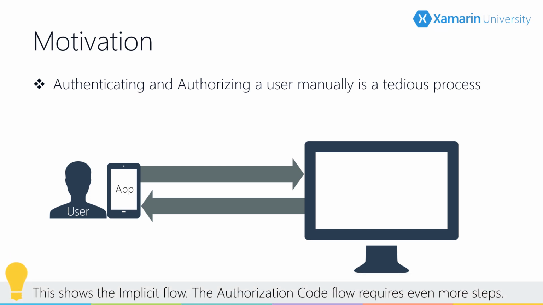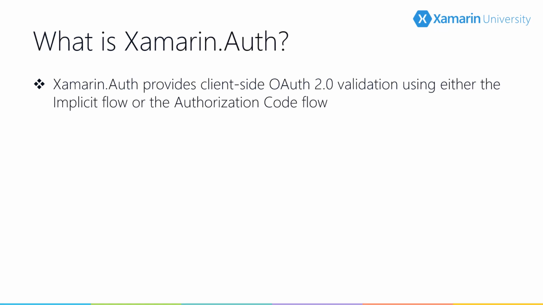Now, note, this slide is showing the implicit flow. There's another flow called the authorization code flow that actually has more steps.